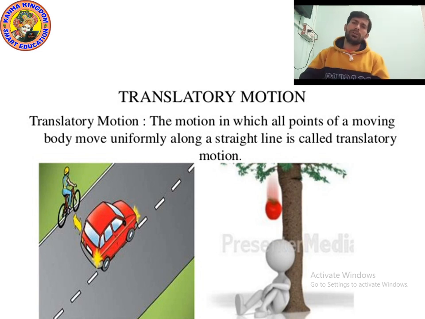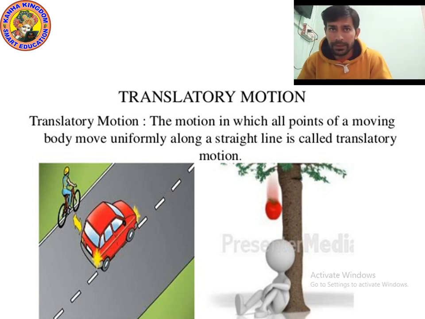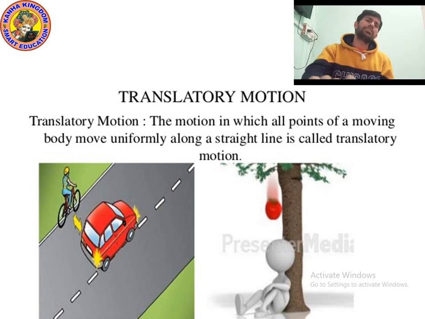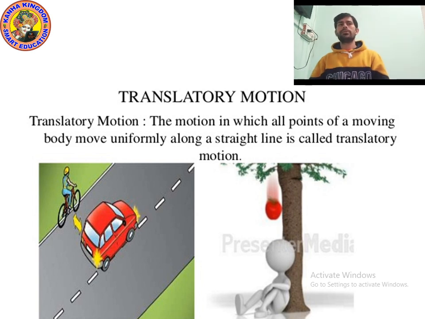We also talked about the types of motion. There are two types of motion: translatory motion and circular motion. Translatory motion can be divided into two parts: rectilinear motion and curvilinear motion. Circular motion can also be divided into two parts: rotatory motion and revolution. First we will study translatory motion, then circular motion.